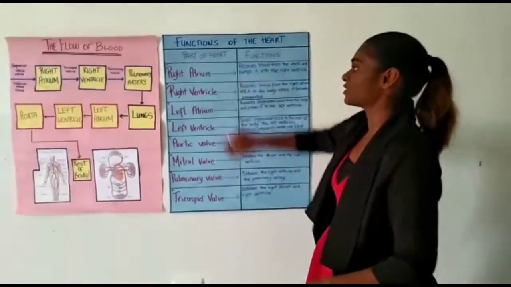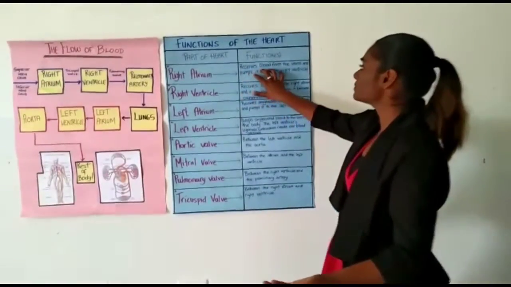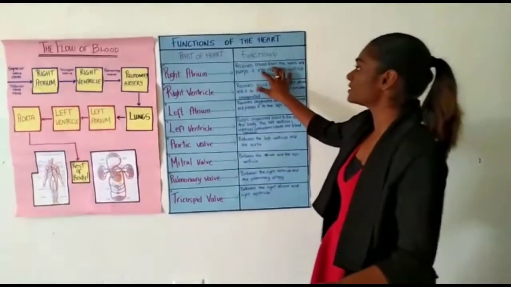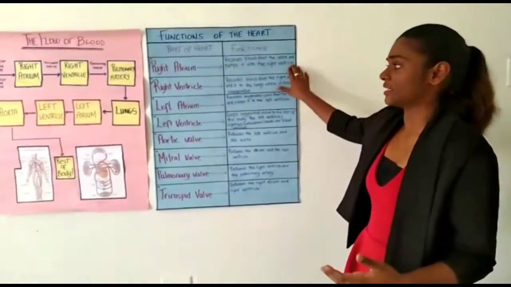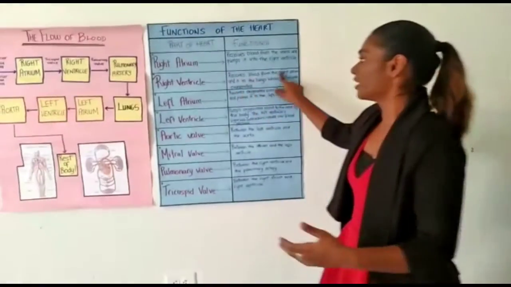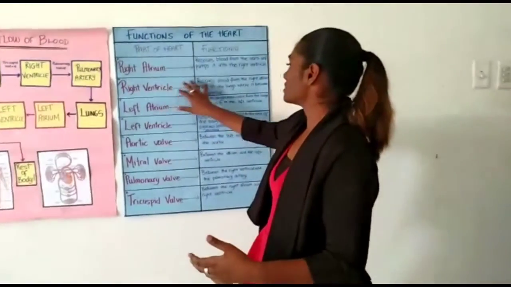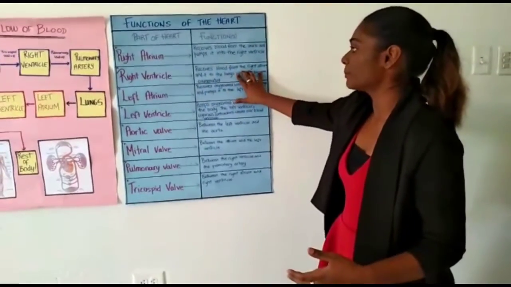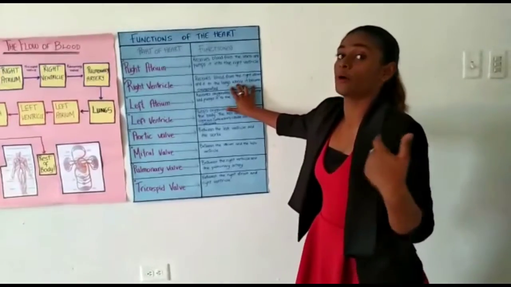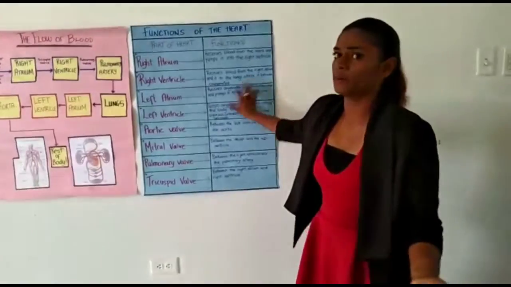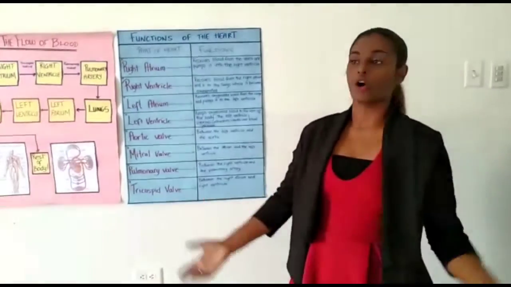First one, the right atrium. What does the right atrium do? The right atrium receives blood from the veins and pumps it into the right ventricle. So we're going to notice that this is a process. It moves from one to the other to the other. The right ventricle receives the blood from the right atrium, and it is in the lungs where it becomes oxygenated. What does oxygenated mean? It simply means being rich in oxygen.